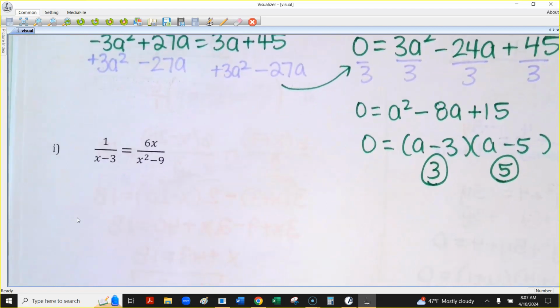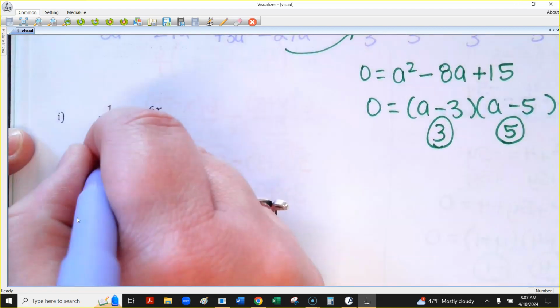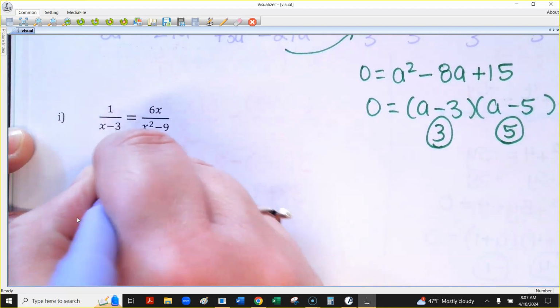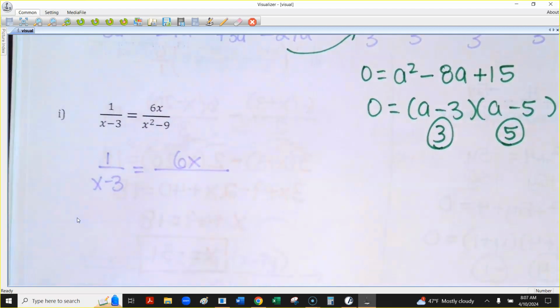Now, if you get one like this, I can't do anything to that first fraction, but that second fraction I can actually factor. And this would be another situation where this will make it easier to get a common denominator between the two fractions. Otherwise, we'd have to have a quadratic. If I just get a common denominator, we will not have a quadratic to solve.